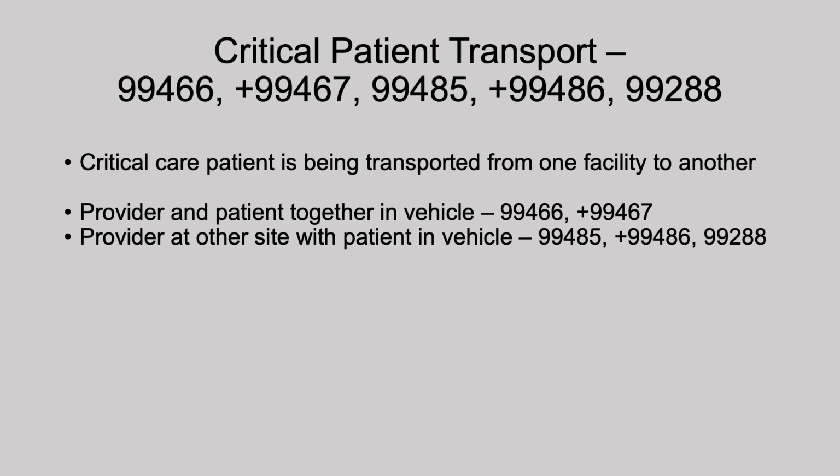Okay, the third type of critical care service is transport services. So the critical care patient is being transported from one facility to another, usually in an ambulance, right? The original facility may not have the equipment or the staff to provide for this patient. So there are different codes for where the provider is. If the provider and patient are together traveling in the vehicle, you have 99466, 99467.